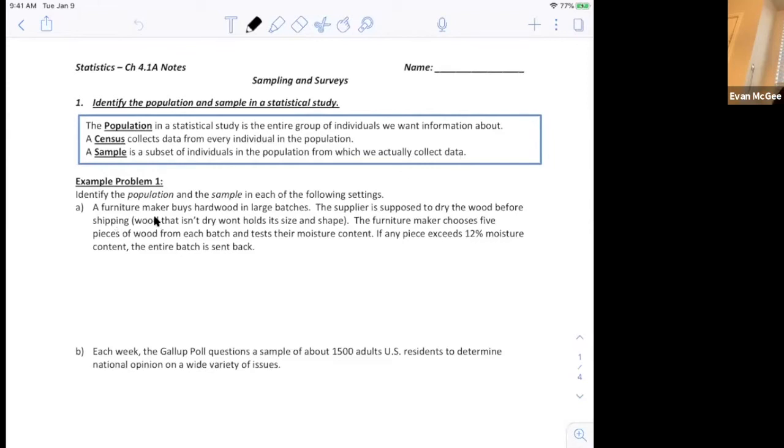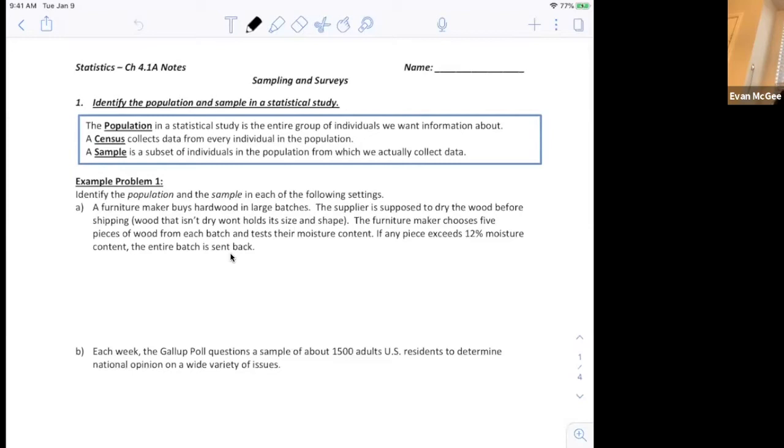A furniture maker buys hardwood in large batches. The supplier is supposed to dry the wood before shipping. Wood that isn't dry won't hold its size and shape. The furniture maker chooses 5 pieces of wood from each batch and tests their moisture content. If any piece exceeds 12% moisture, the entire batch is sent back.